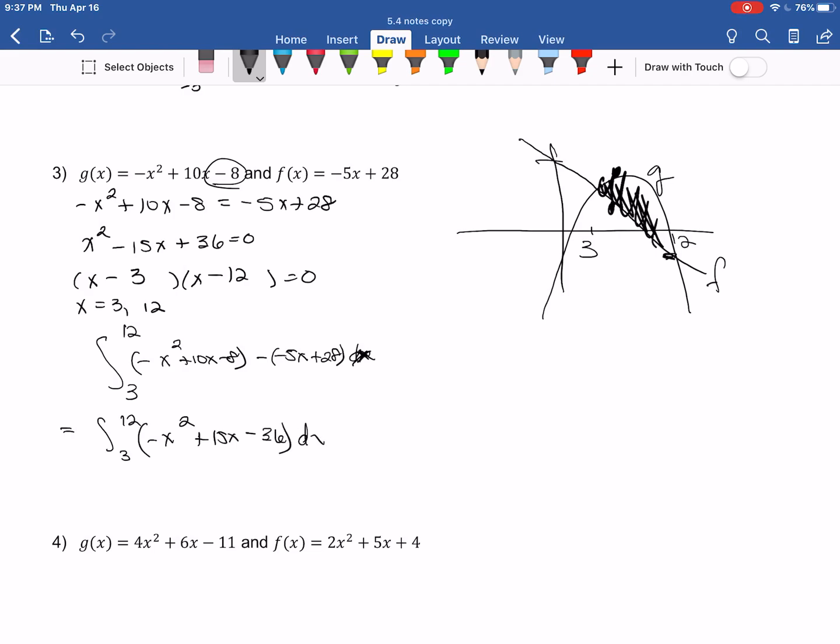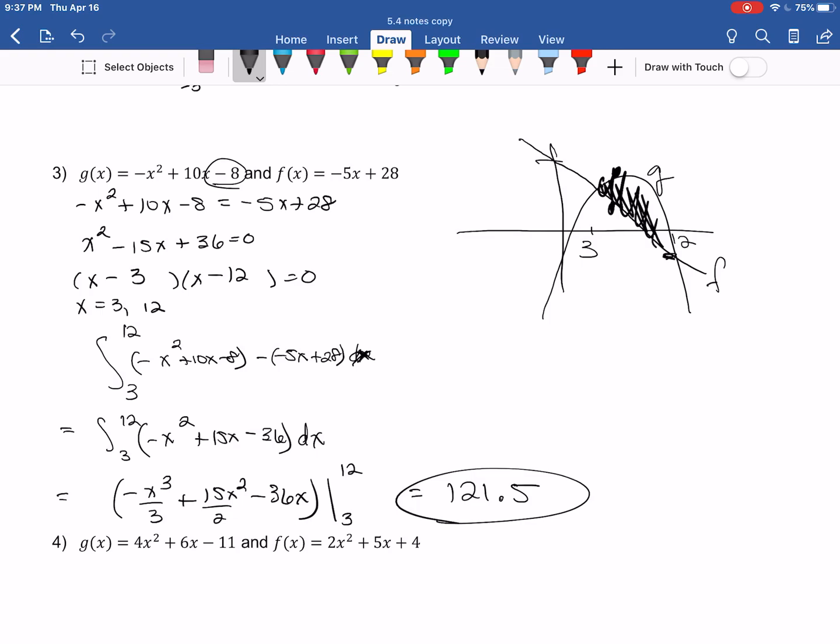So this is what I'm integrating, and I end up getting -x cubed over 3 plus 15x squared over 2 minus 36x, and this gets evaluated from the lower bound of 3 to the upper bound of 12. Plugging in the top number minus the bottom number, you end up getting a quantity of area equal to 121.5. So I'll leave the calculator number crunching for you to check on your own.